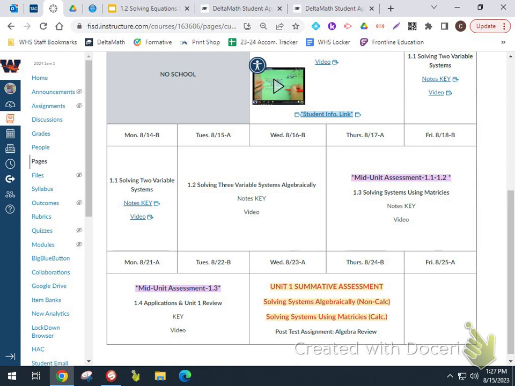I think you had 6 questions to do. It was some that were already set up, and then there was some word problems. There will be word problems on these mid-units and the summatives, so you need to practice with those.